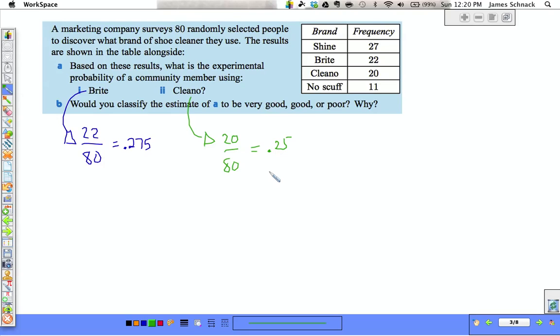But part B says, would you classify this to be very good, good, or poor? And this is subjective. There is no absolute right answer, but there are good answers and bad answers. I would consider this to be poor because we're looking at a community member, and usually communities have significantly more people than 80 in it. So I would consider this 80 to be a pretty small sample, and because it's a very small sample, we can't say that the data given to us, the probabilities calculated from it, do a good job of representing that entire population.